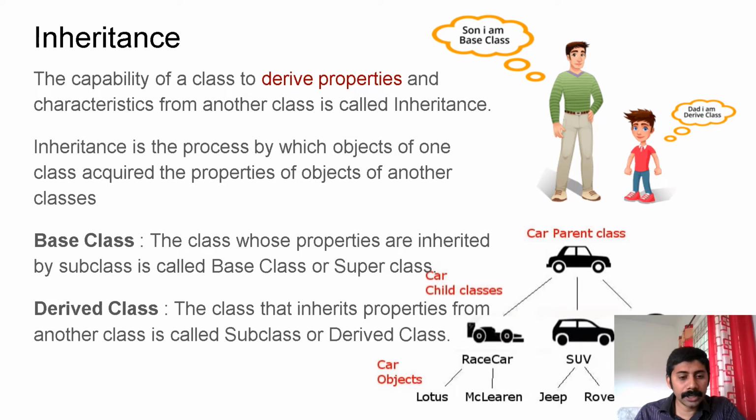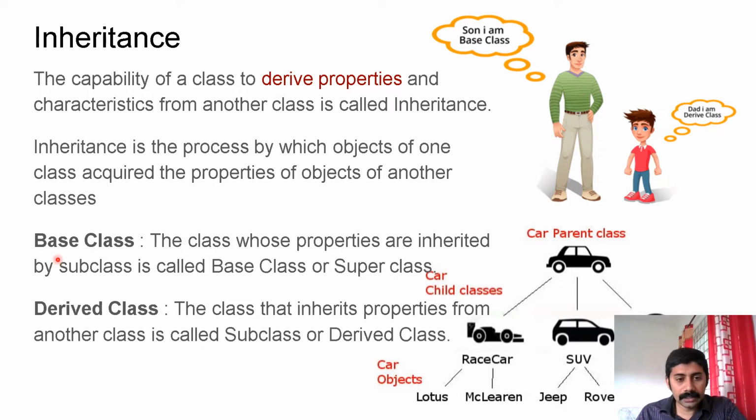Inheritance is another important object-oriented concept, which is nothing but the capacity of a class to derive properties and characteristics from another class. Inheritance is the process by which an object of one class can acquire the properties of another class. Let us see the example. Here we have father and son. The son is a derived class. The father is a base class. Son is deriving properties from its father. That is nothing but the typical way of inheritance.